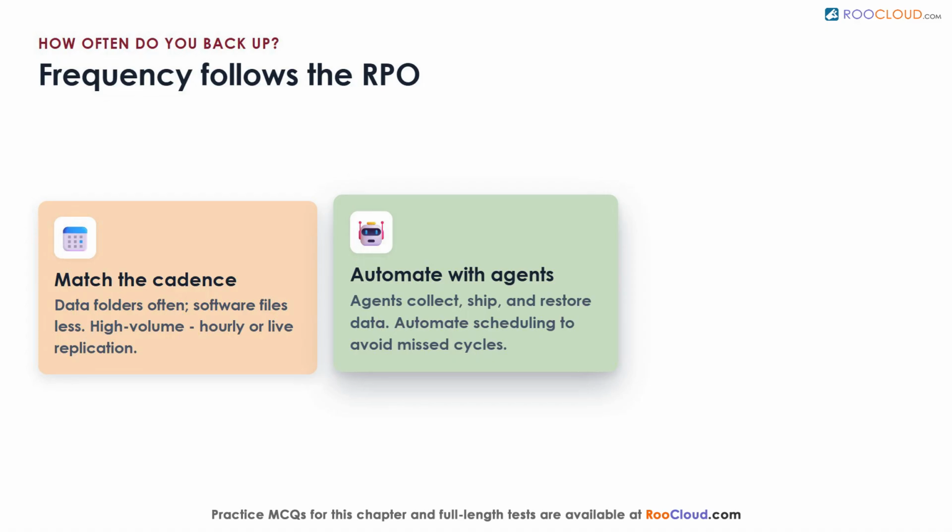Modern tools use agents on each protected machine. Those agents collect the data and ship it to backup servers. The same agents handle restoration. A few rotation rules matter.